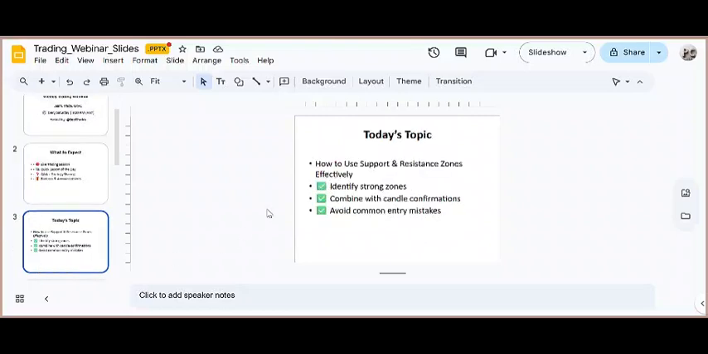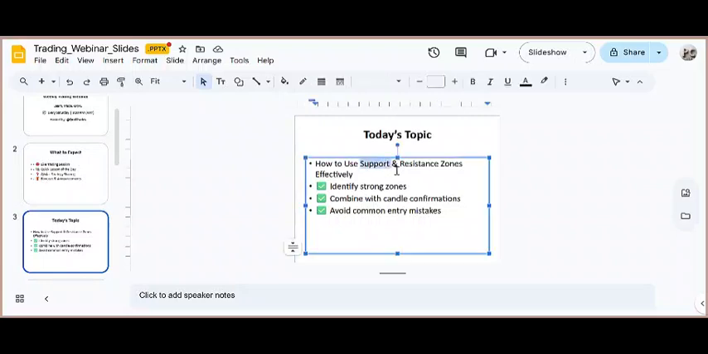So in today's topic, we'll be talking about how to use the support and resistance zone effectively. The support and resistance zone are just terminologies that traders use to describe the lowest point, which is support, and the highest point, which is resistance, on your chart.